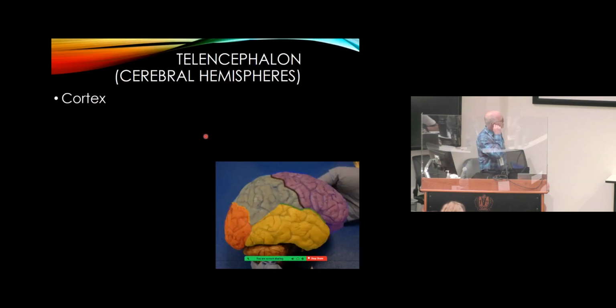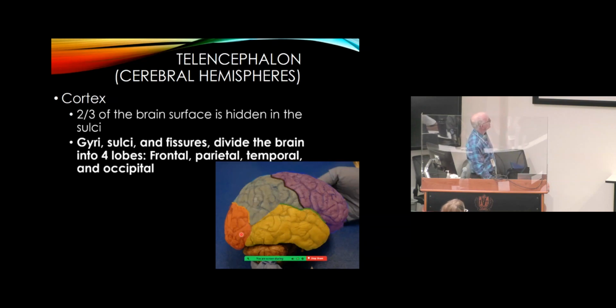The brain here is turned away from you a little bit, which can make you think the parietal lobe is bigger than the frontal lobe. The frontal lobe is much larger; it's just turned away from you a little bit. So we have the frontal lobe, temporal lobe, parietal lobe, and the occipital lobe, and we're going to provide a lot of details on all of those.